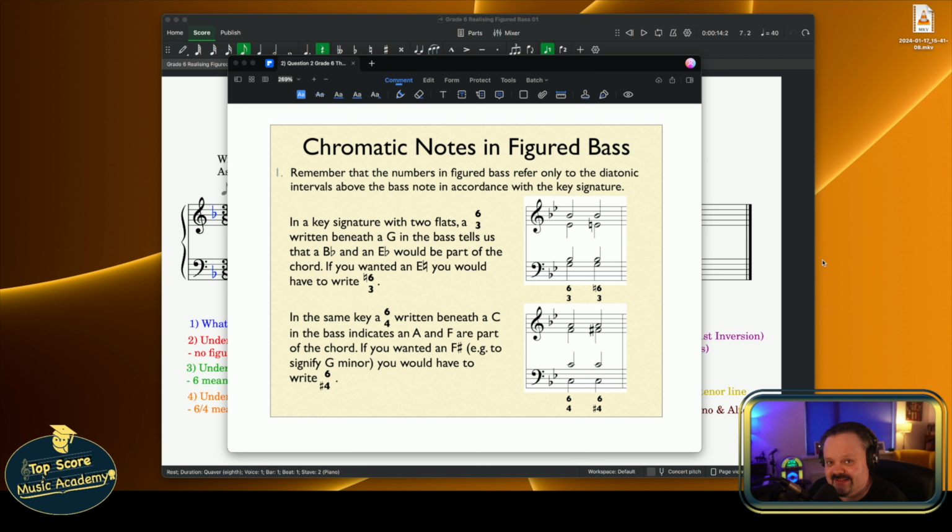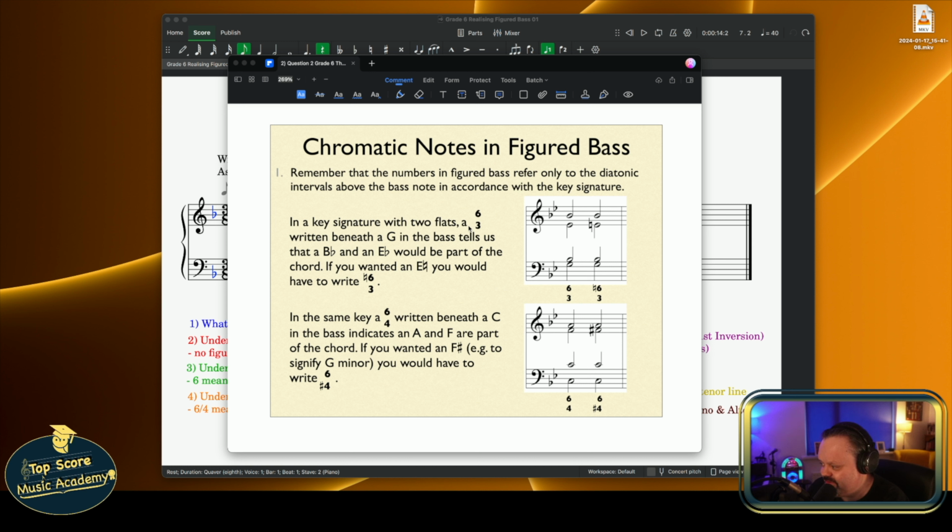Here's an example of what accidentals may look like, depending of course on the key that you're in. Remember that the numbers in your figured bass refer only to the diatonic intervals above the bass note in accordance with the key signature. So if you're in a minor key, you're probably going to have raised sevenths somewhere in the music. That has to be indicated in the figured bass because it's not part of the key signature.